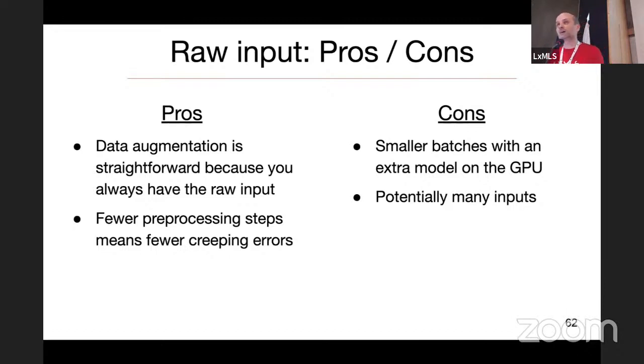Some of the cons are that you're only going to be able to work with smaller batches because you'll typically have an extra model on your GPU. So now if you've got something like RoBERTa large and you put a ViT large model on there as well, that's a lot of extra information you need to store. And like I just tried to highlight, you can have potentially many, many inputs. This is something you can control, but it's something you should be aware of while thinking about that.